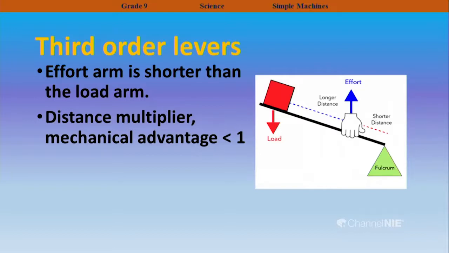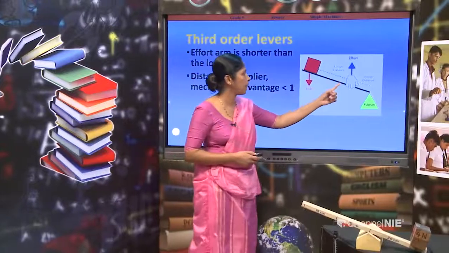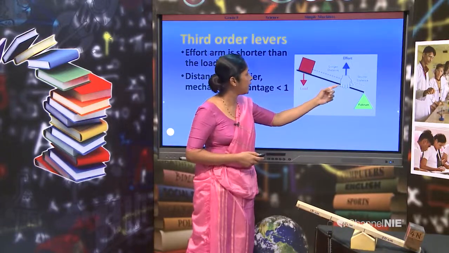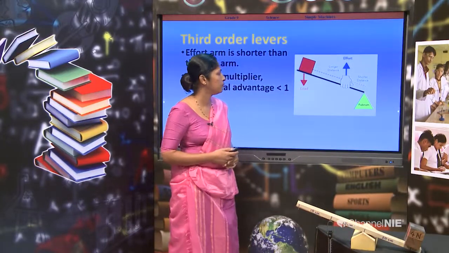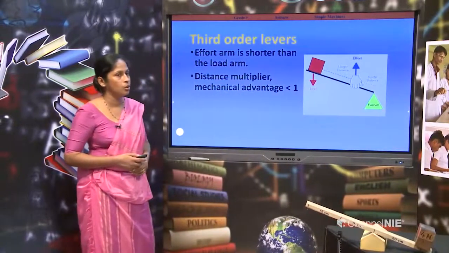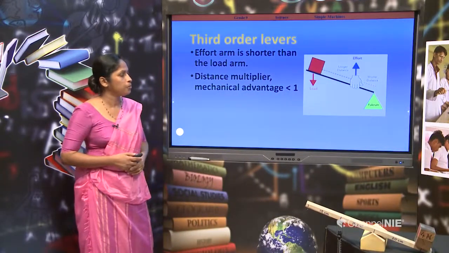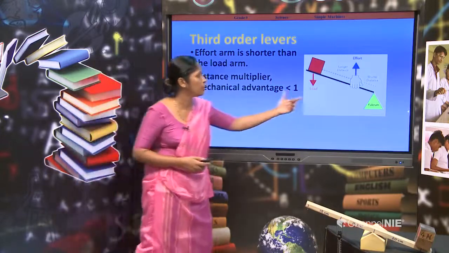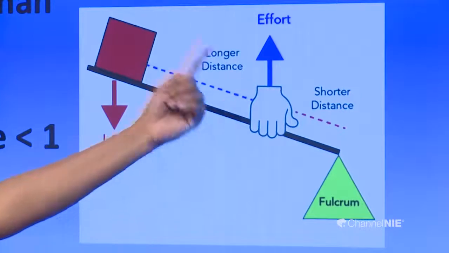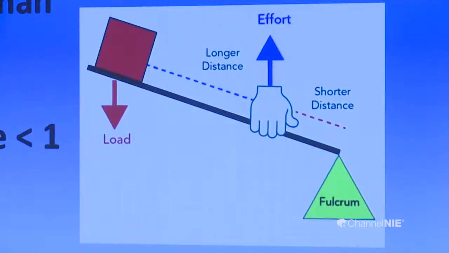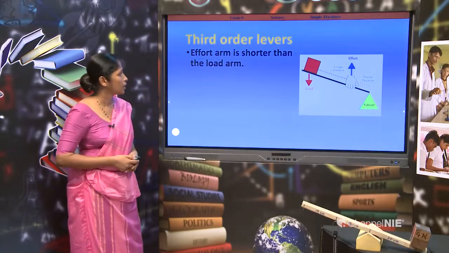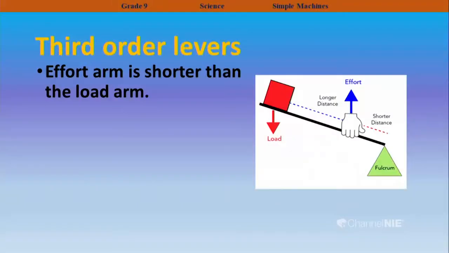That means, in third order levers, the effort is greater than the load. According to the activity we did earlier also, we proved that when the load arm is greater than the effort arm, the effort is greater than the load. In third order levers, the effort arm is shorter than the load arm.